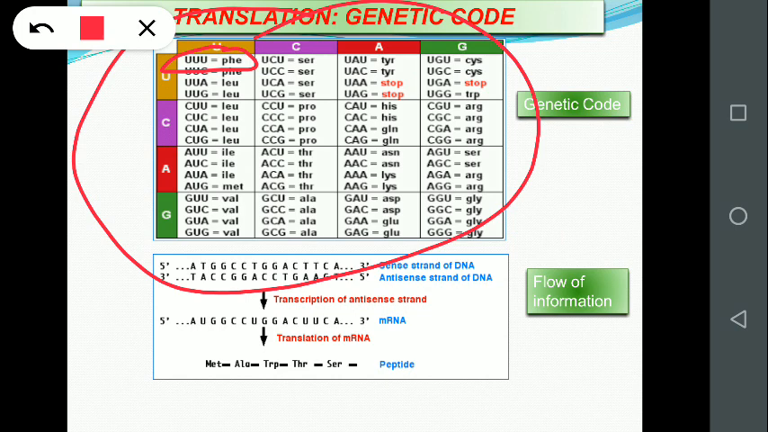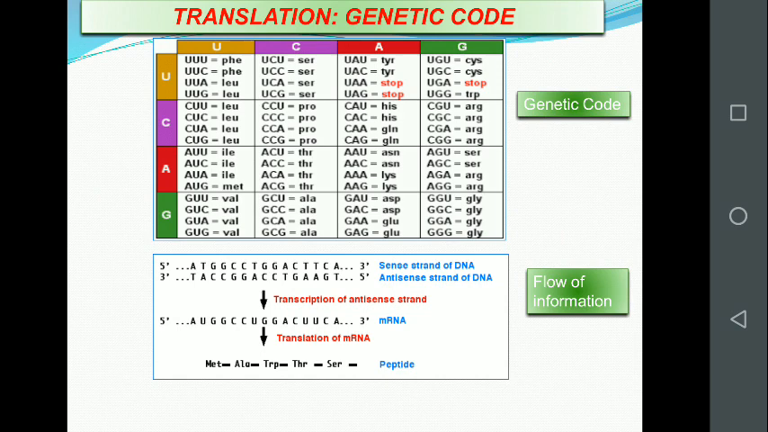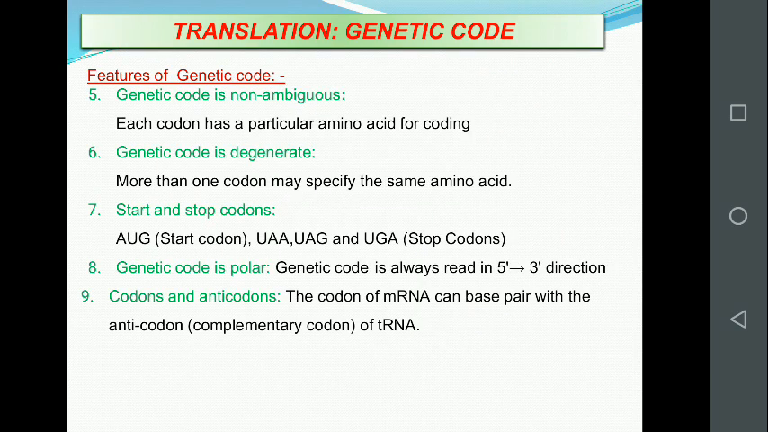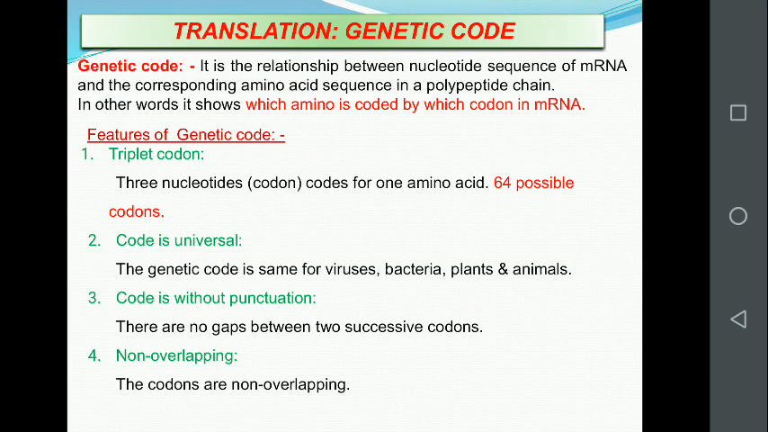So now in translation what happens? The genetic code is nothing but the translation of nucleotide sequence into an amino acid sequence. So that translation will require the genetic code. So that decodes nucleotide sequence into amino acid sequence. So that is what the genetic code.